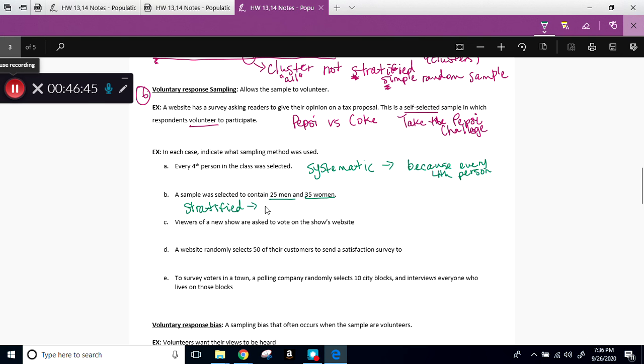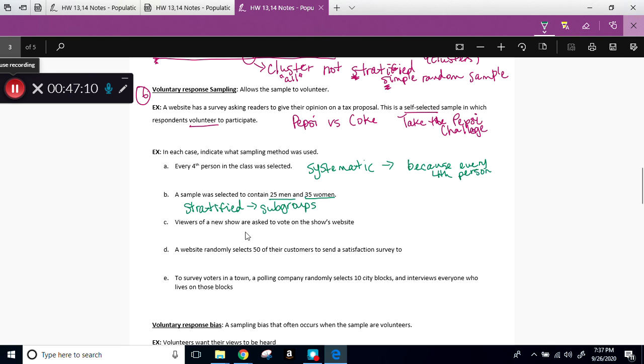Okay, they're put into subgroups. But cluster was close to this because cluster you put into small groups and out of those you're choosing everybody. So you have to be careful on this. We would have to give you, I think, more information for you to be certain on that. Okay, let's go on to the next one.